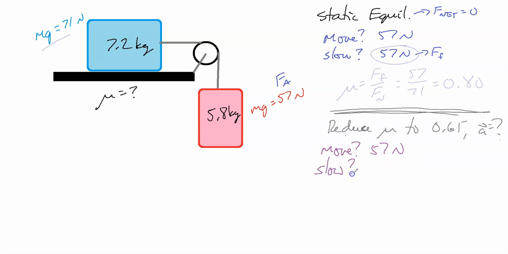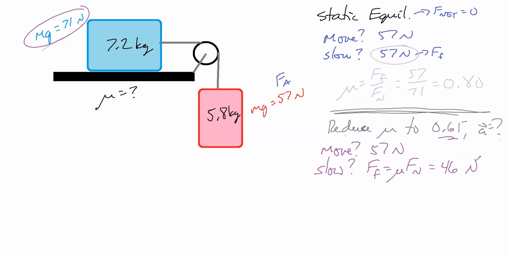Slow it down, of course, that's my friction. So force of friction is going to be mu Fn, and it's still the same Fn as before. The only thing that's changed is my coefficient of friction. So I do that 0.65 times the 71, and my force of friction is now going to be around 46 newtons. And of course, it's going to oppose the motion. So you can put a negative in front if you want to. I'm not too worried about that right now.